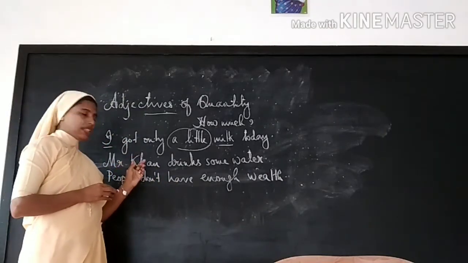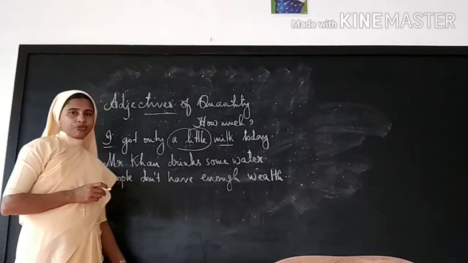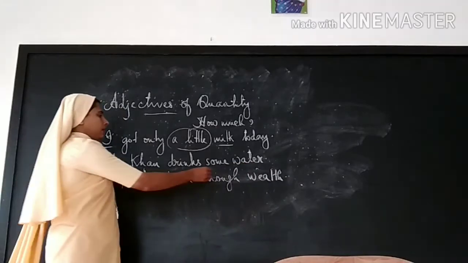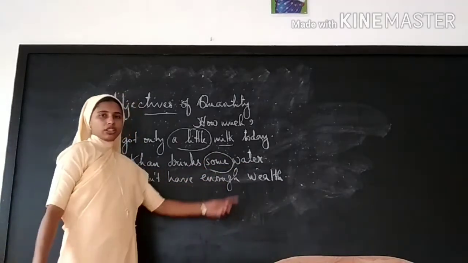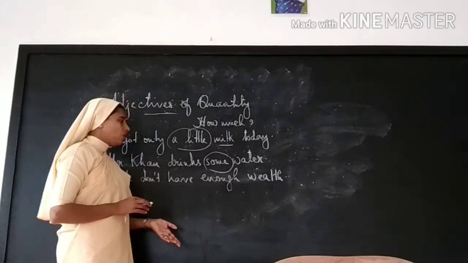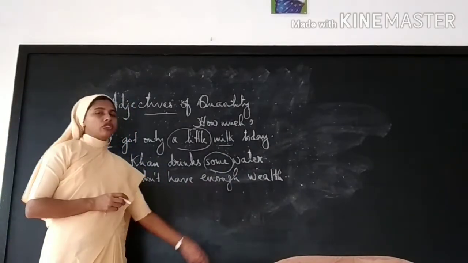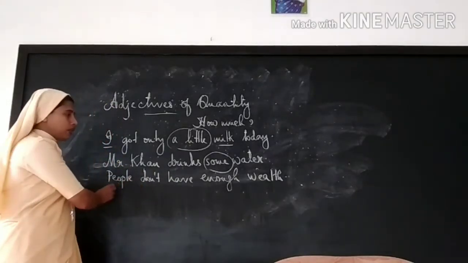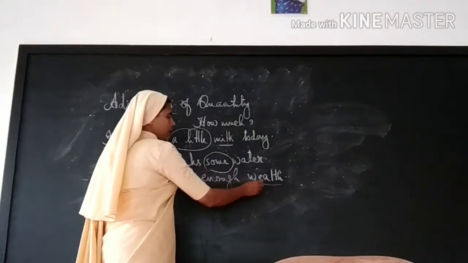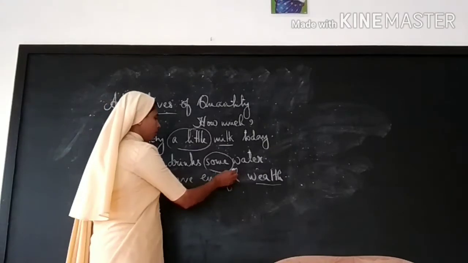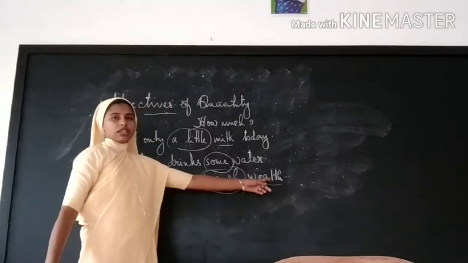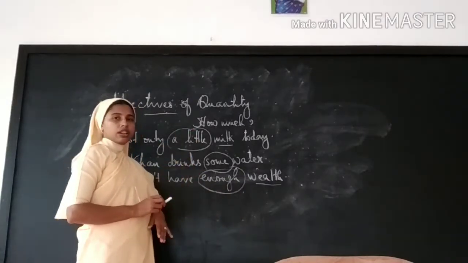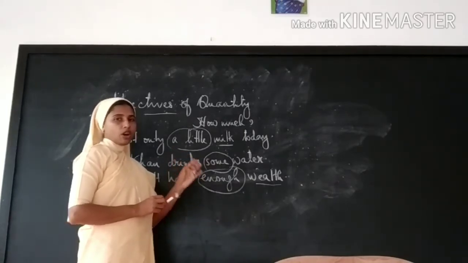Again, next example, Mr. Khan drinks some water. Which are the nouns here? Mr. Khan, that's a proper noun, and water, that's a common noun. And it tells you what about water? Some, the amount, how much. People don't have enough wealth. Which are the nouns used here? People, common noun, and wealth, abstract noun. So this enough is describing the noun wealth. It tells you about how much. I think you must have understood what adjectives of quantity are. It answers the question, how much.